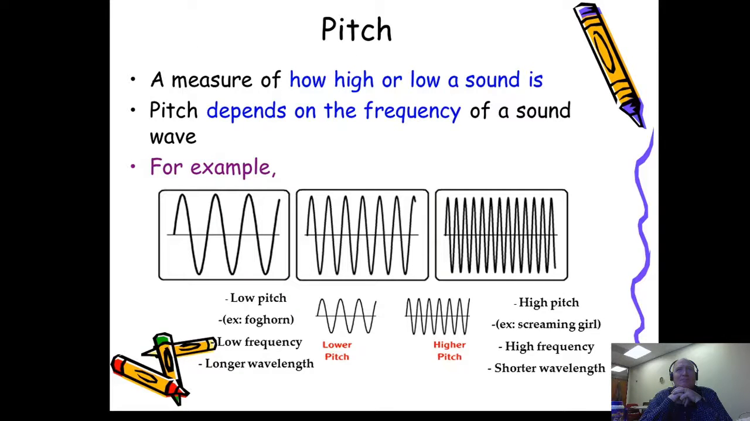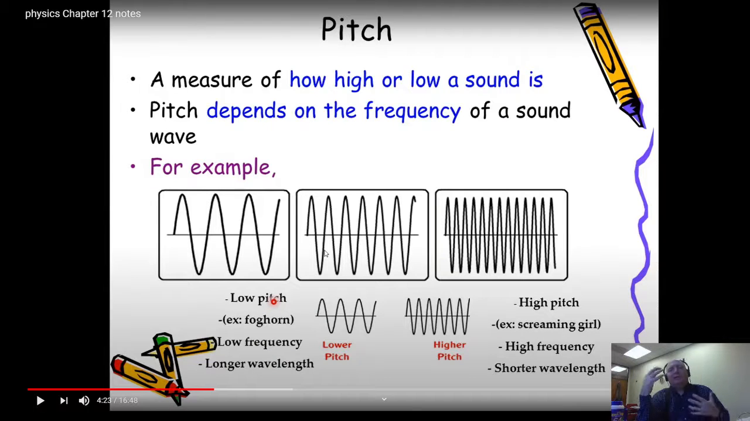Pitch is a measure of how high or low a sound is, and it depends upon the frequency of the sound wave. Sound waves that have a very low frequency, and therefore would have longer wavelengths, would have a low pitch. So low frequency, long wavelengths, low pitch. I really love how she's emphasizing these adjectives, lower, longer, right? It's confusing, because wavelength and frequency are inversely proportional. When one gets big, the other gets small.